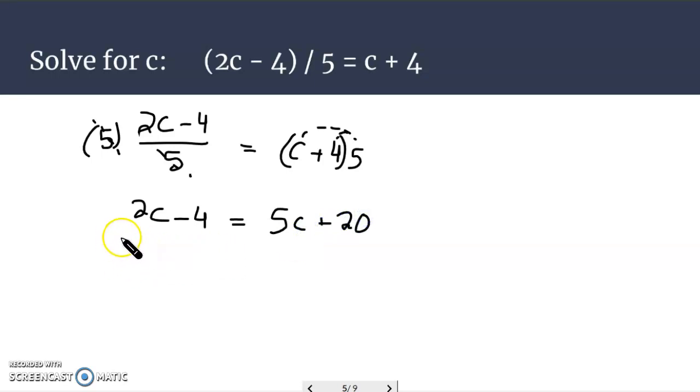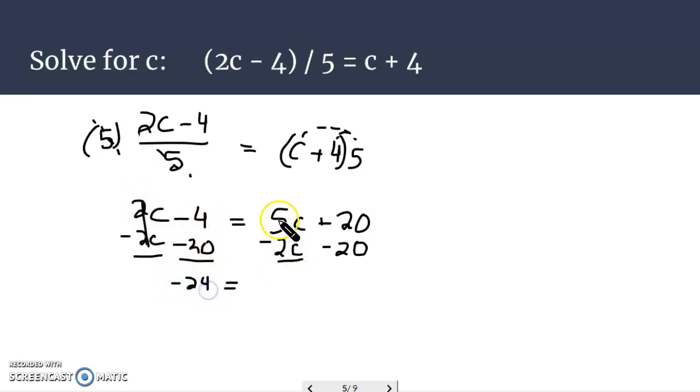Trying to get c by itself, I'm going to take away 2c from both sides. That'll move the c's to the right side of the equation. And in the same step, I'm going to take away 20 from both sides. Going through, these cancel out. Negative 4 minus 20 makes negative 24. 5c minus 2c is 3c. And then, of course, the 20s cancel because positive and negative 20 cancel out. Final step, divide by 3. c is equal to negative 8.